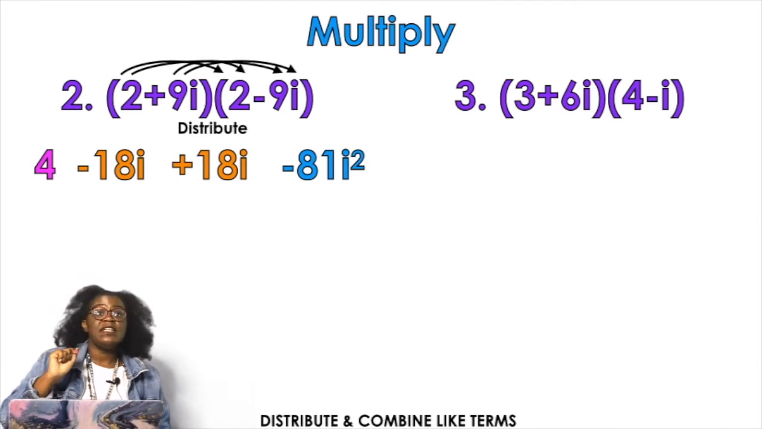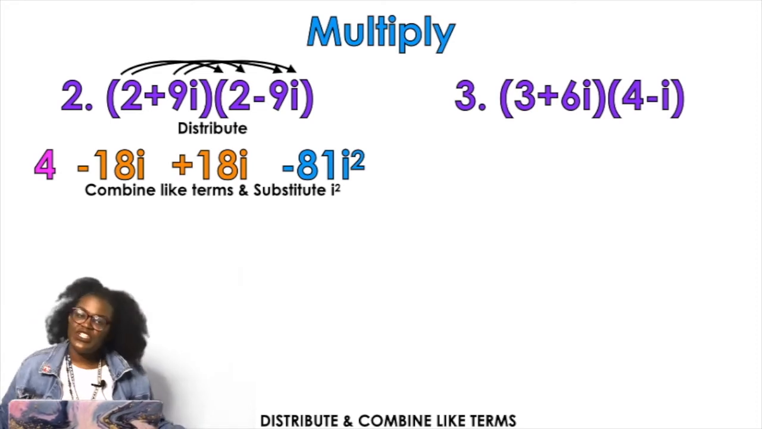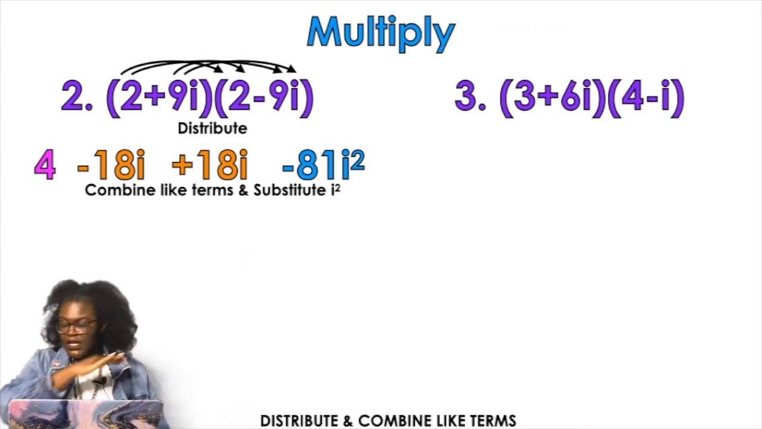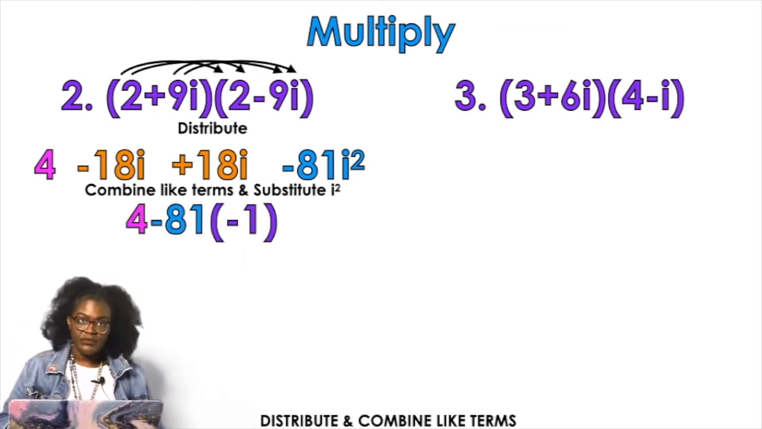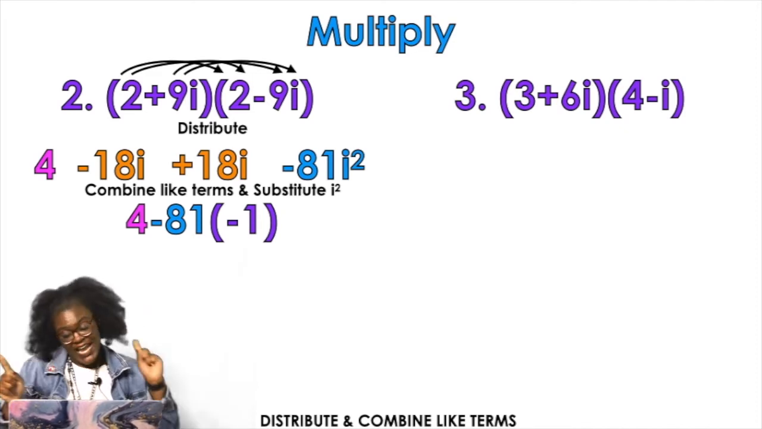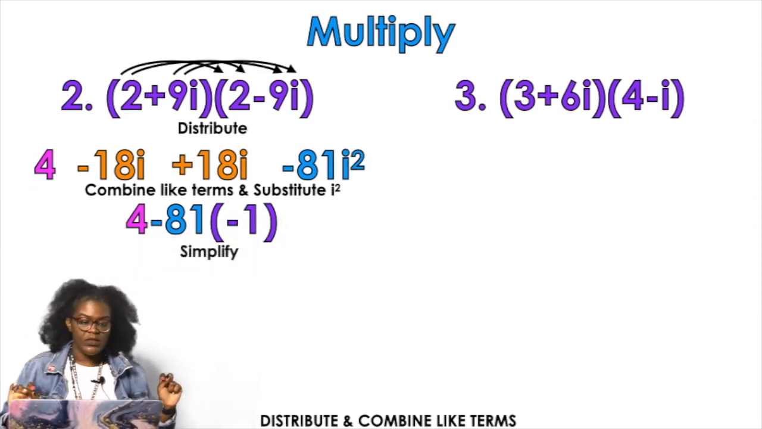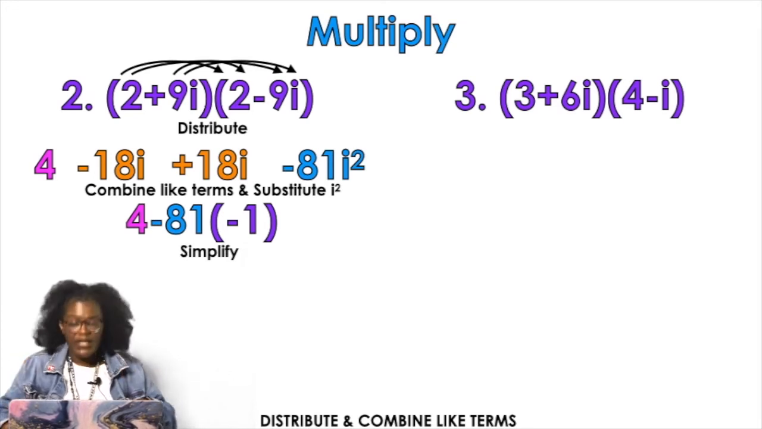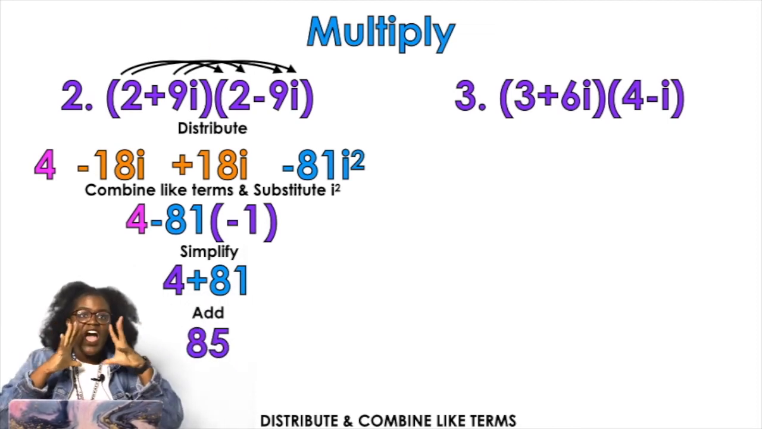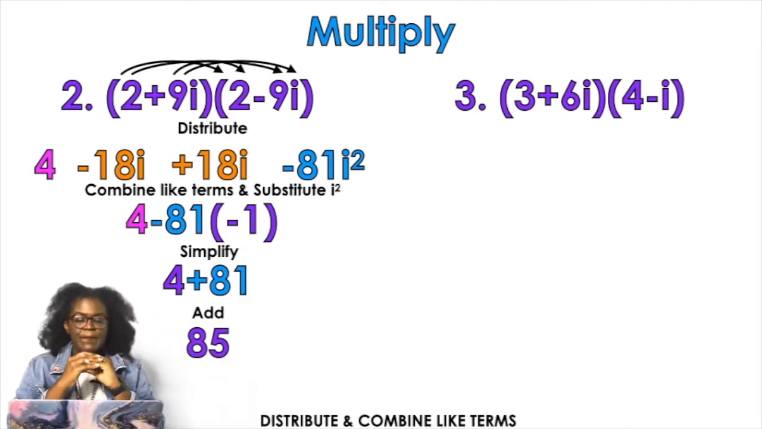First of all, what's going to happen? Combine like terms and substitute i squared. So like terms are in the middle. I made them orange for you. Negative 18i plus 18i. What's that going to be? Nothing. So I'm going to get 4 minus 81i squared, and remember we just decided i squared is what? Negative 1. So I'm going to multiply now. Negative 81 times negative 1, and I'm going to get 4 plus 81. 4 plus 81 is 85. And look, that big old complicated problem turned out to be one single number.